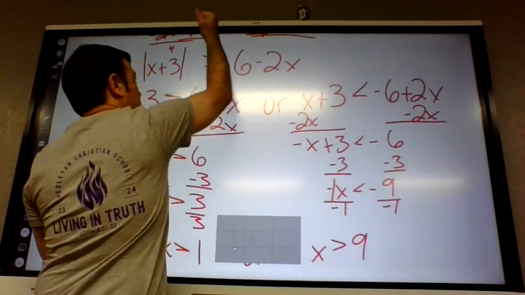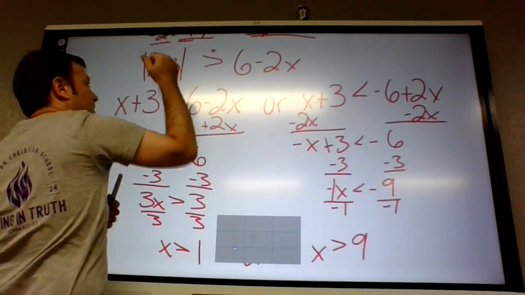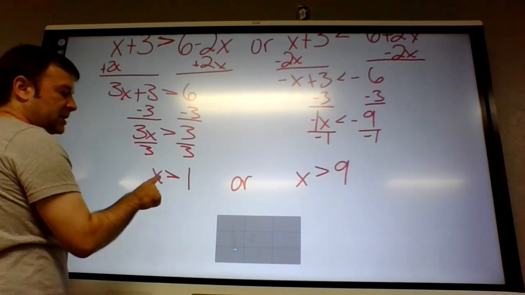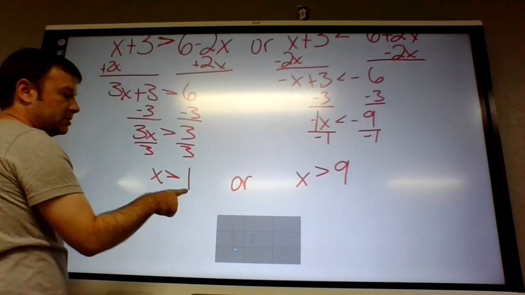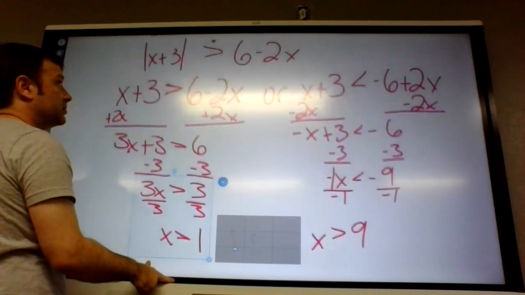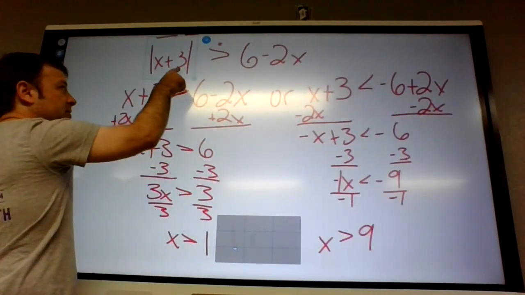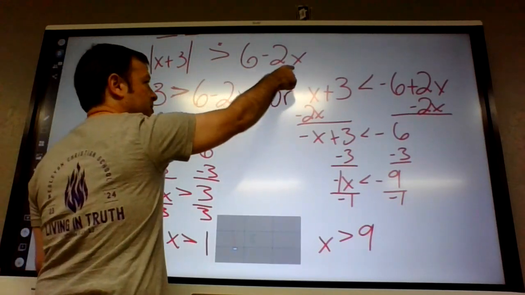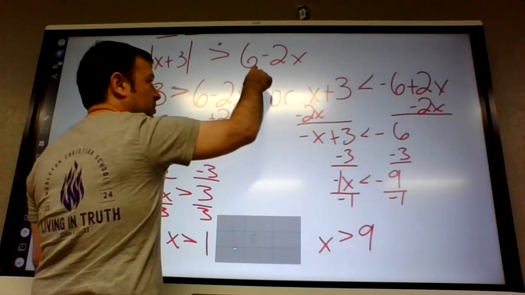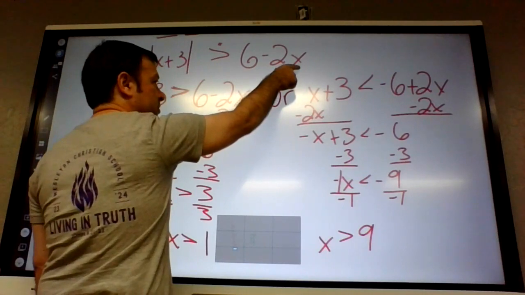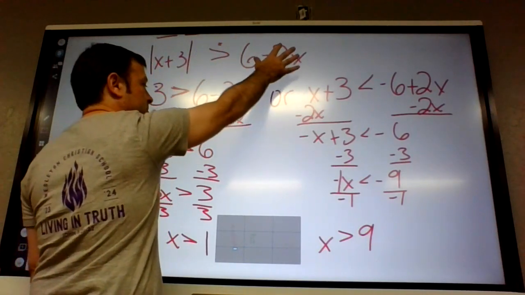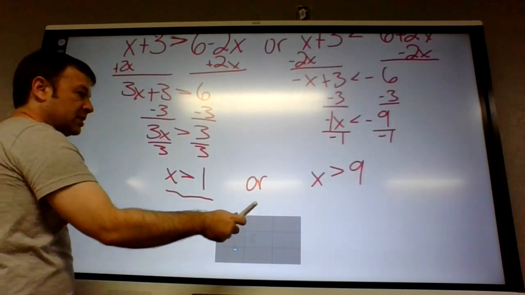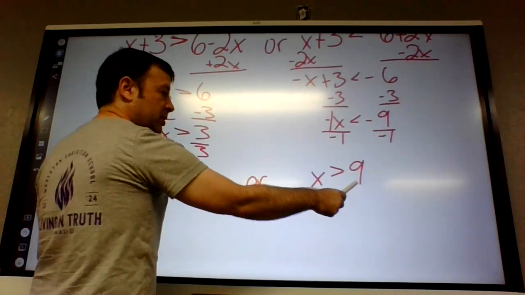Do you guys know why I'm plugging in 2? If you plug in anything, it should be the same, right? It's gotta be greater than 1. So if I put in 2, let's see if that actually works. 2 plus 3 is 5. Is that greater than 6 minus 2 times 2? 6 minus 4 is 2. Is 5 greater than 2? Yes. Anyway, this one seems to work. What should I try and plug in for this?